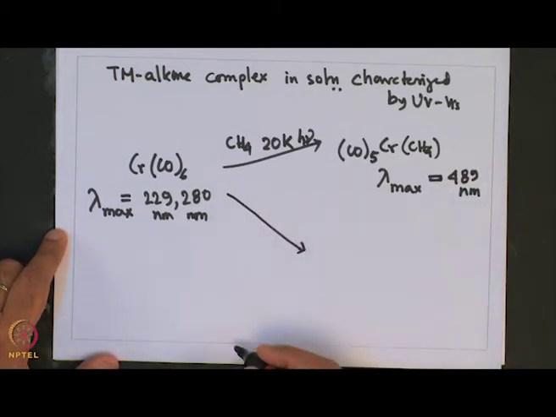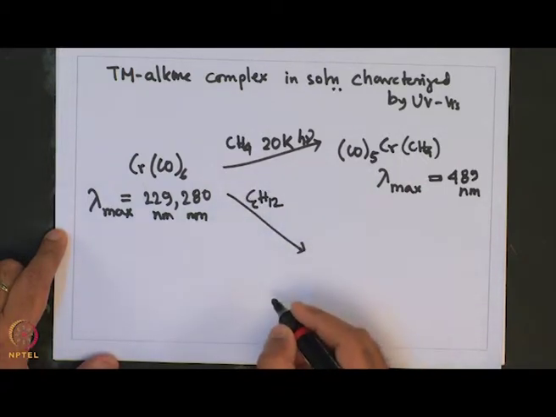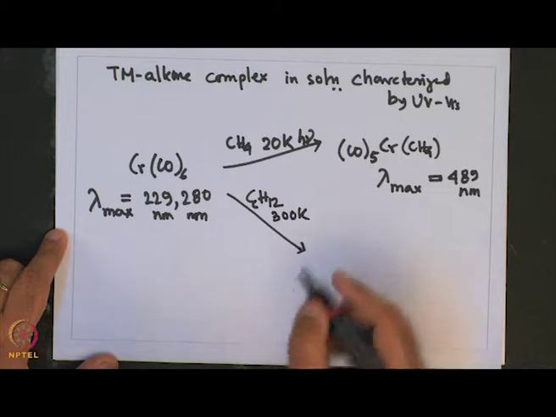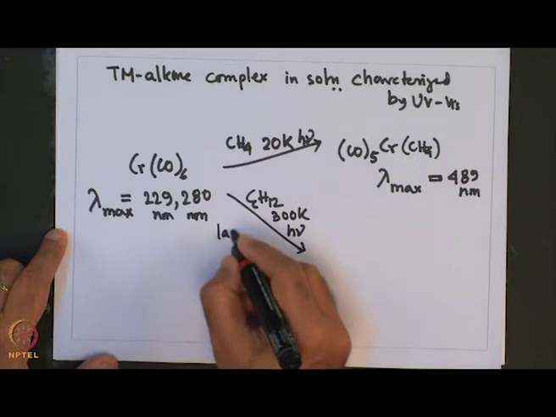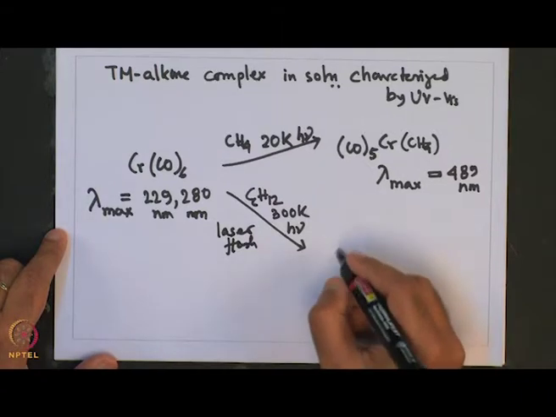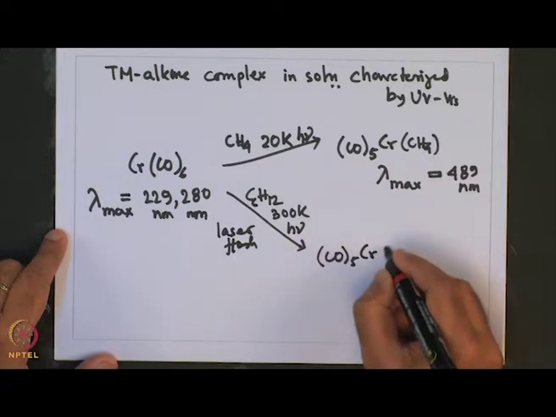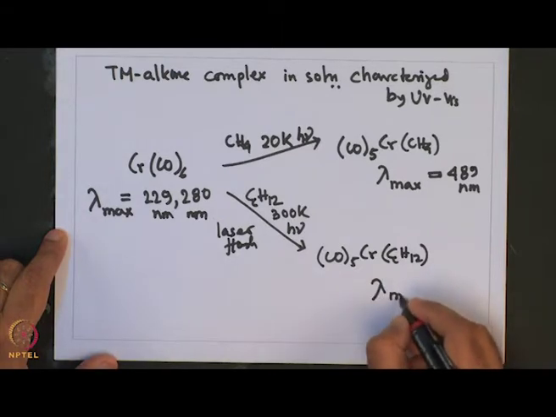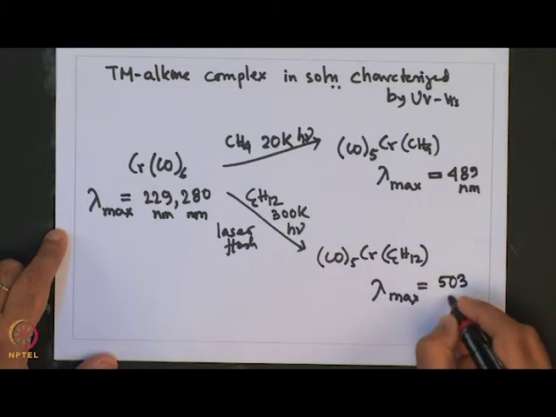The same complex in C6H12 at 300 Kelvin in presence of light, in laser flash, gives the corresponding alkane complex that displays a lambda max at 503 nanometer.